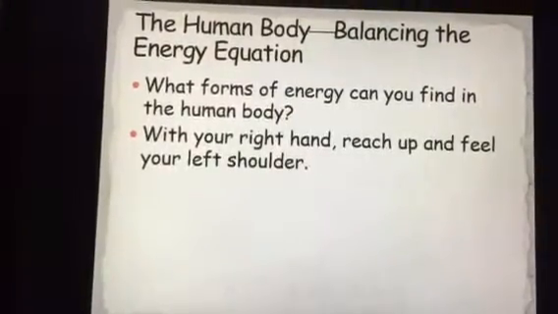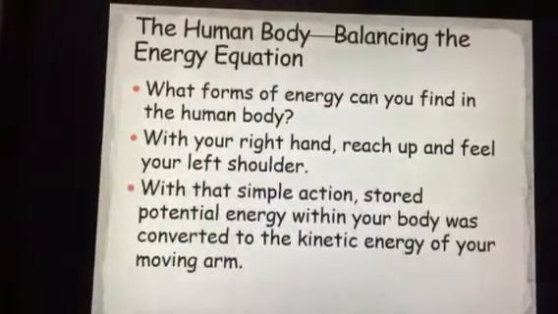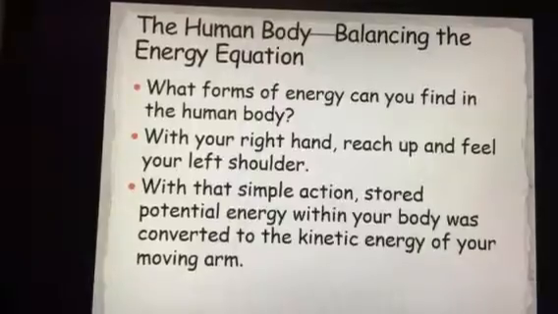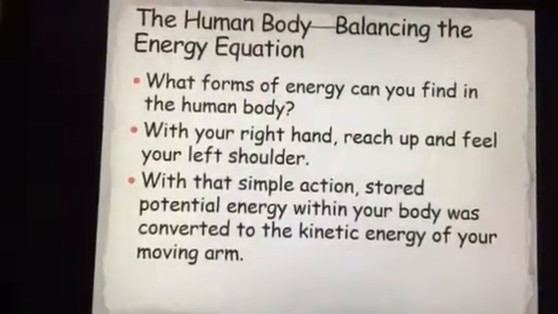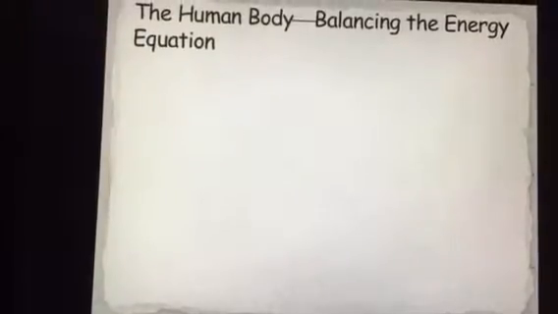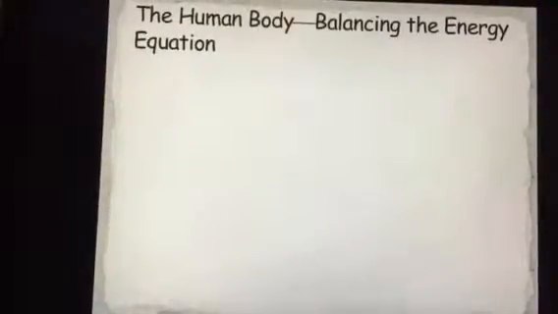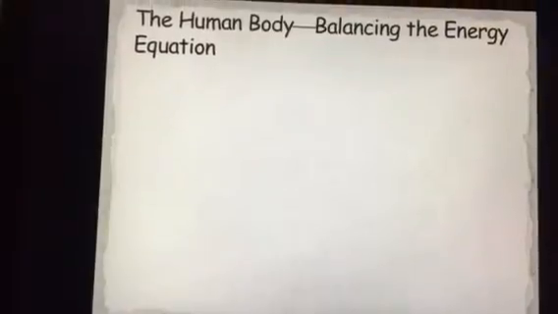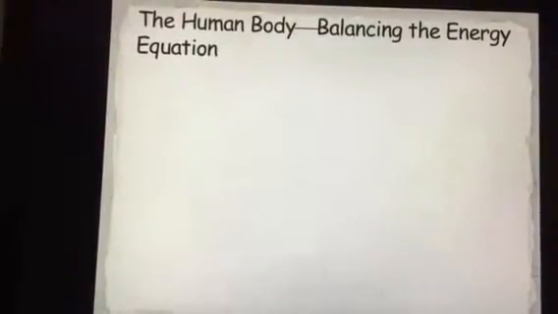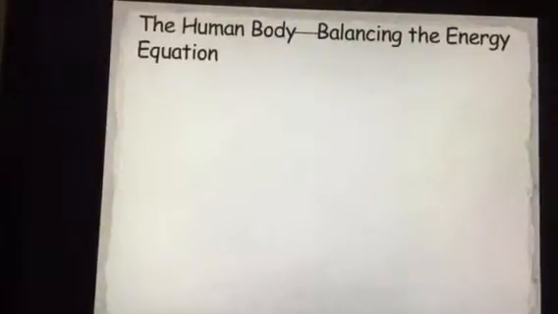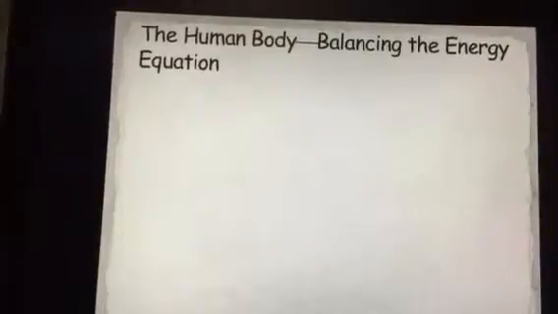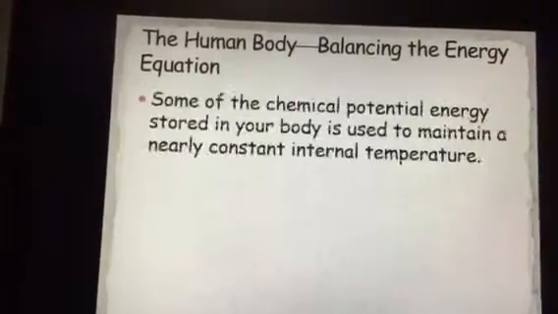Okay, when your right hand reaches up to feel your shoulder, you're using a simple action. This is potential energy. You have chemical energy, which is stored within your body, which is converted into that moving arm. You will also see that you have electrical impulses going through your body, thermal energy being produced in your body, sound energy being produced in your body. We don't see light. Nobody glows. Sorry, no light energy being produced in your body. But we have all these different reactions occurring within our body. And so we do see this.